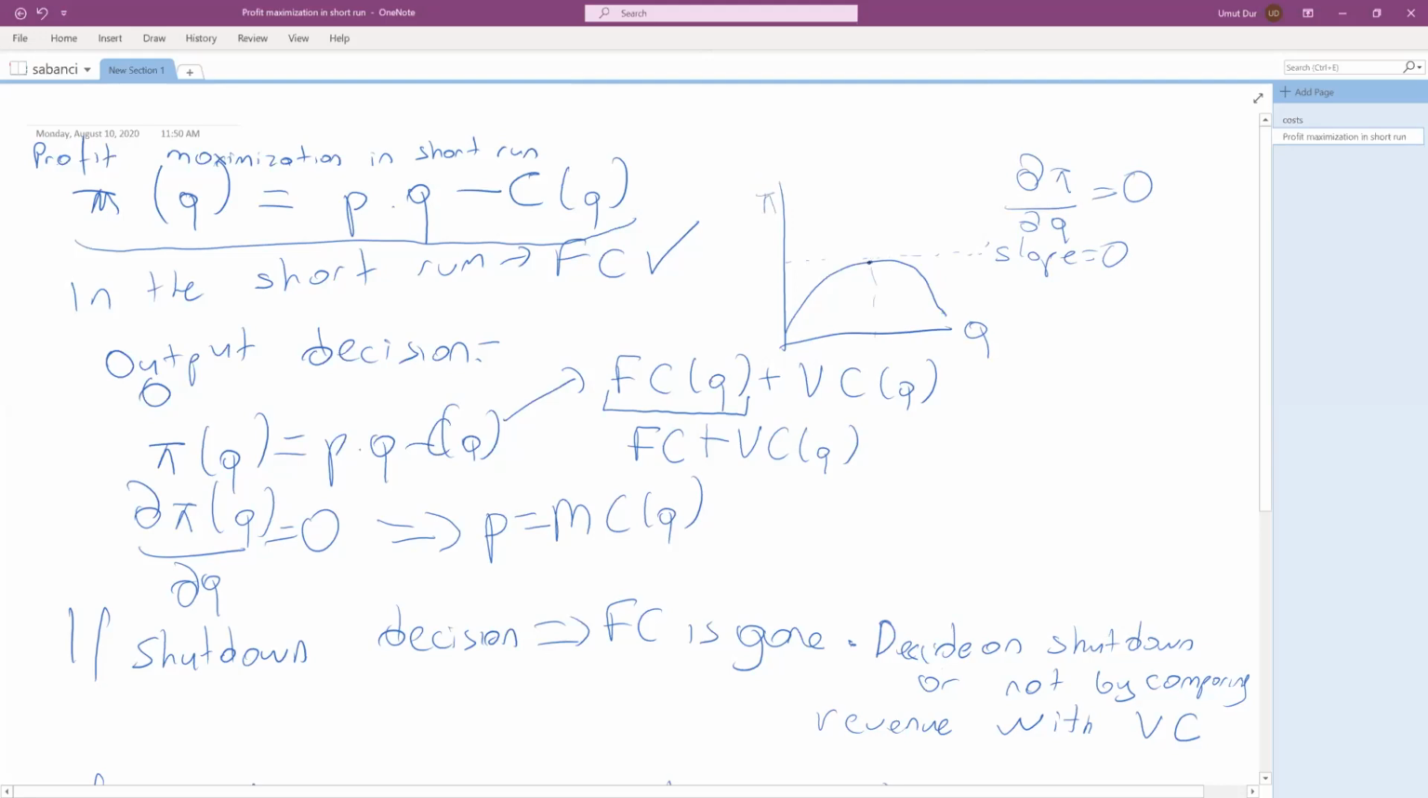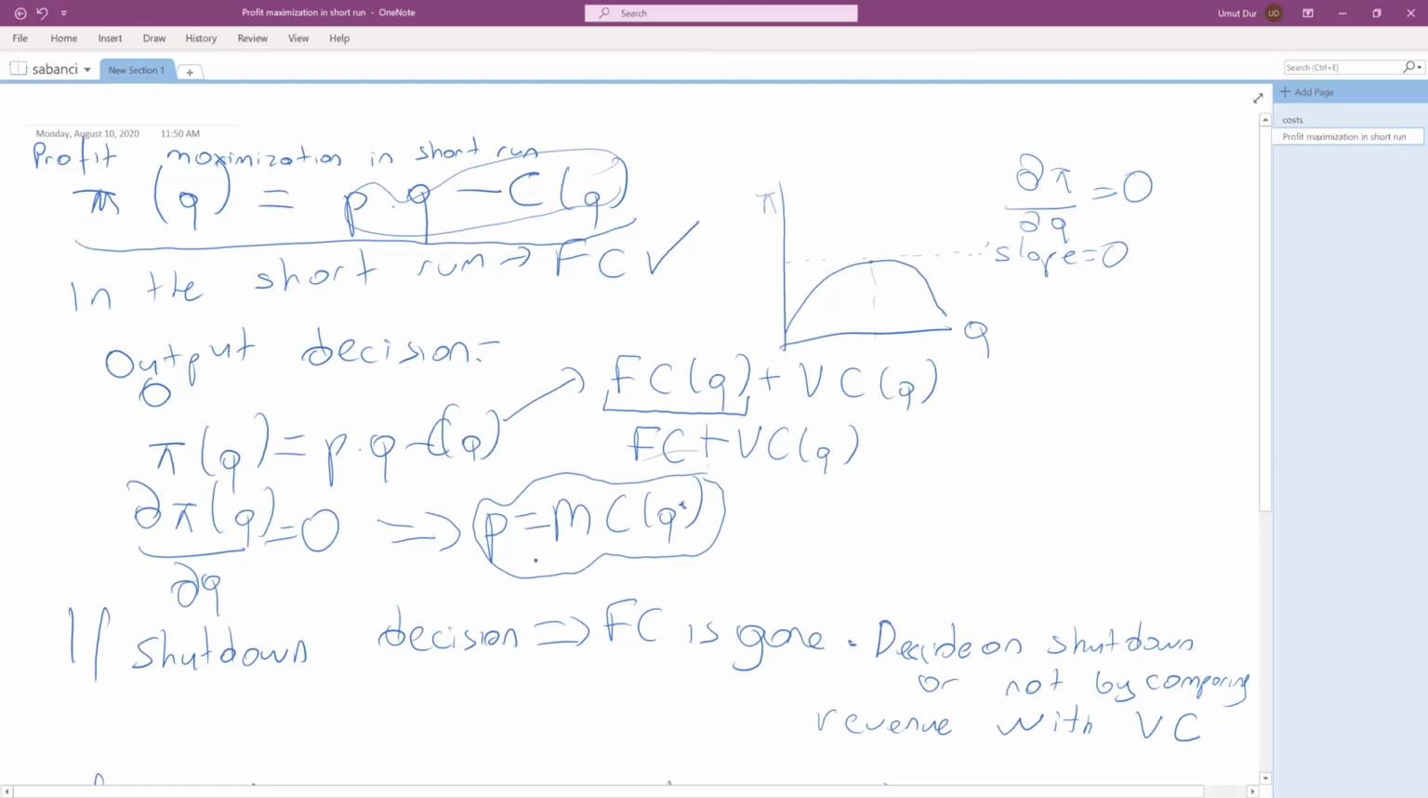And the slope at this peak point is the slope of the horizontal line, which is 0. And the slope is defined as the derivative with respect to quantity. That is, we just need to take the derivative of this profit function with respect to the quantity. Taking this derivative gives us the following equation. So the marginal cost at the optimum point is equal to the price. So this is the optimum level of output.